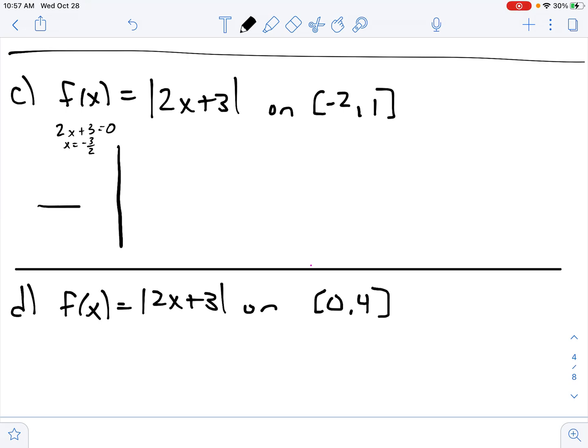So, well, here's negative 2, here's 1. And negative 3/2 would be somewhere like right there. So the V, the tip of the V is right there.